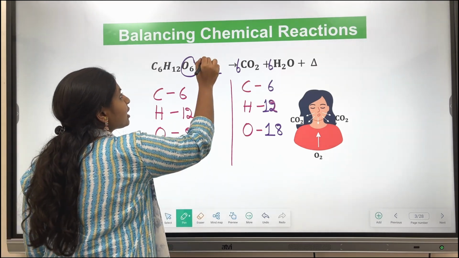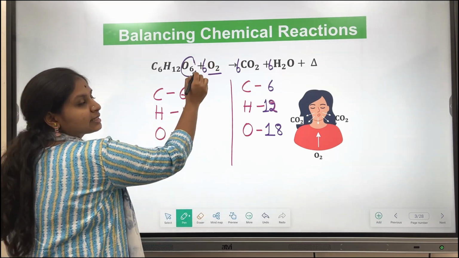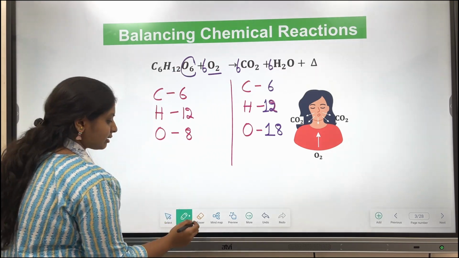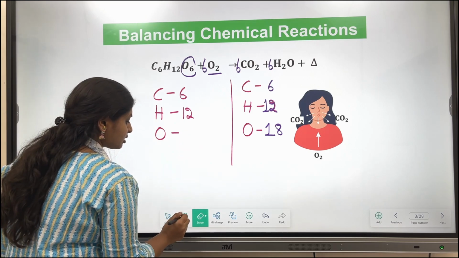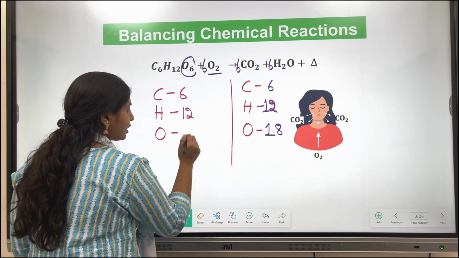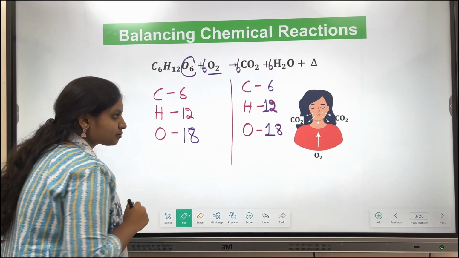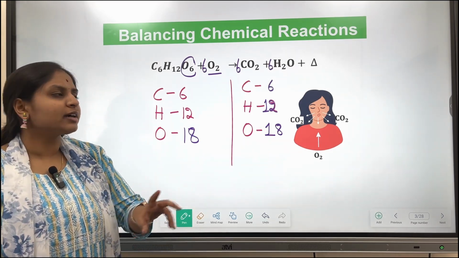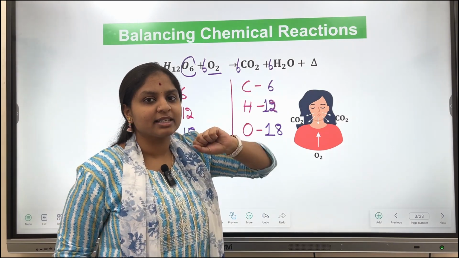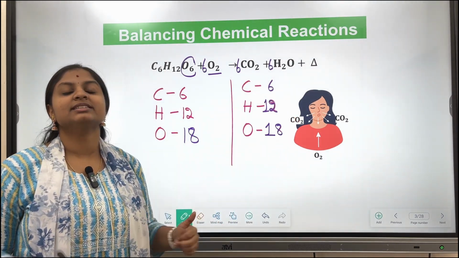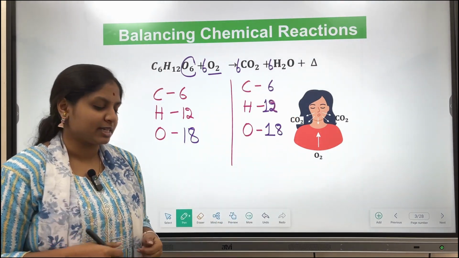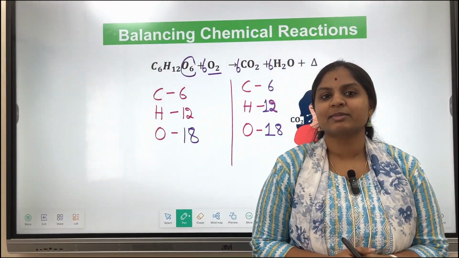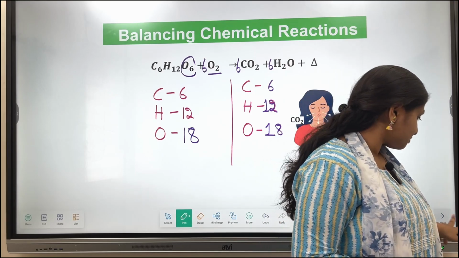So we'll try multiplying it with 6. 6 times 2 became 12. 12 plus 6, 18. Now the number of oxygen atoms became 18. Hence, the reaction is balanced. If you are also wondering why there is a triangle symbol here, this triangle symbol represents that this reaction is an exothermic reaction. So to check if we have understood balancing better, let's solve a few questions.